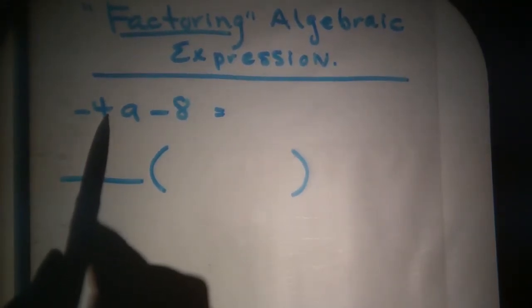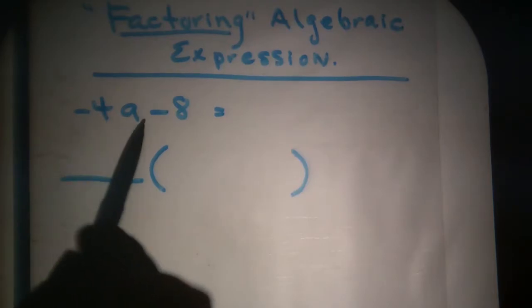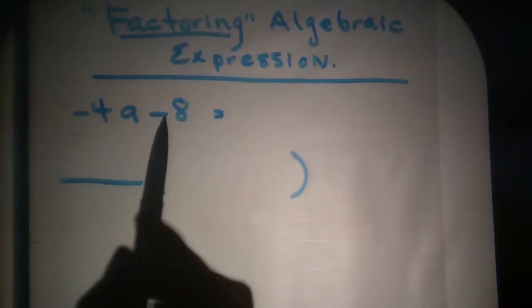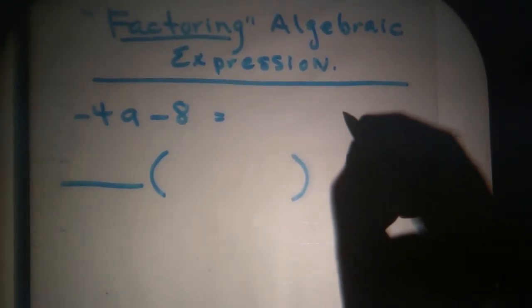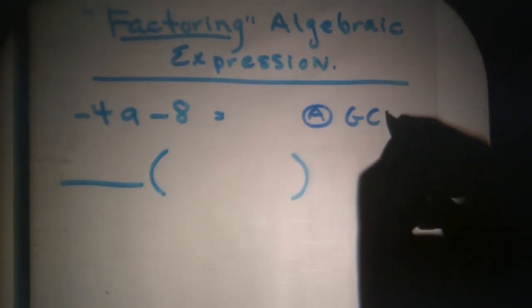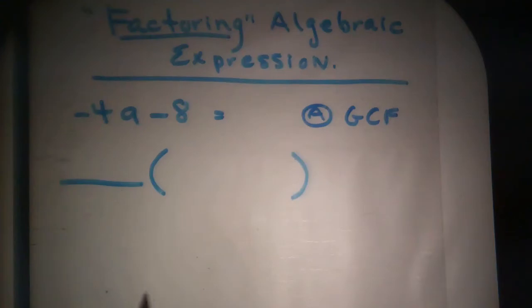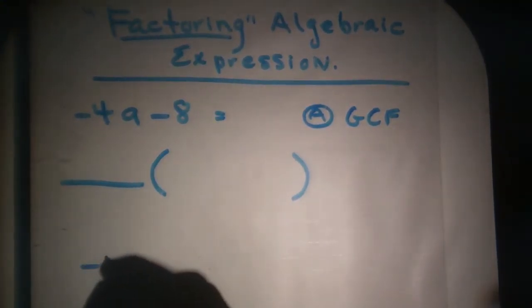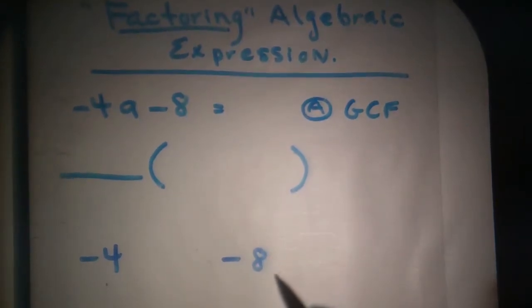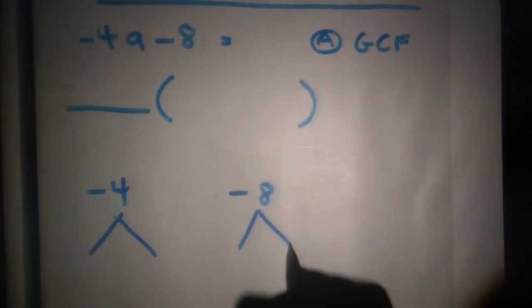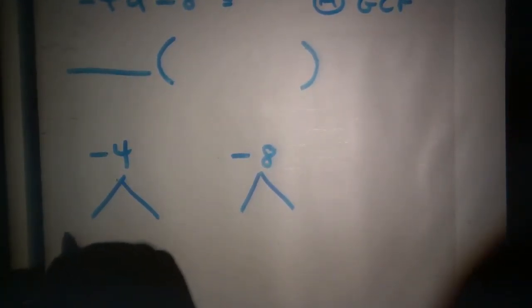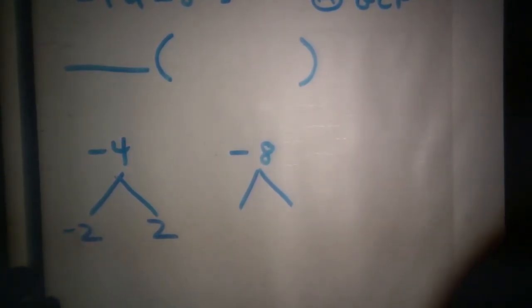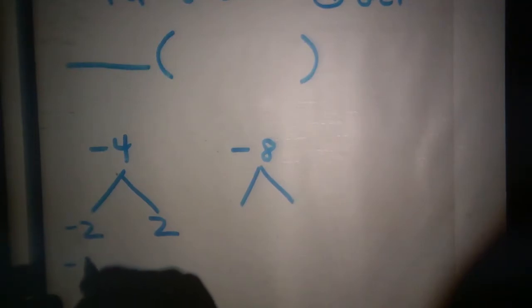First thing we need to look at is the terms that we have here and our constants. We have a negative 4 and a negative 8, our integers. So to do our factoring, we need to determine what the greatest common factor is with our two constants. So we have a negative 4 and we have a negative 8. Let's see what our factors are here. What times what equals negative 4? Well, we could say negative 2 times 2 is negative 4. We'd say maybe negative 4 times 1.